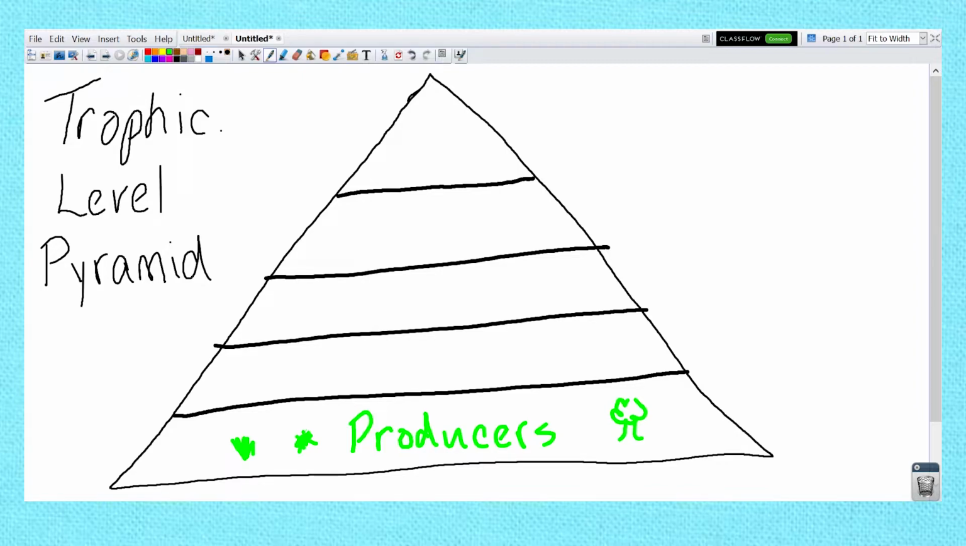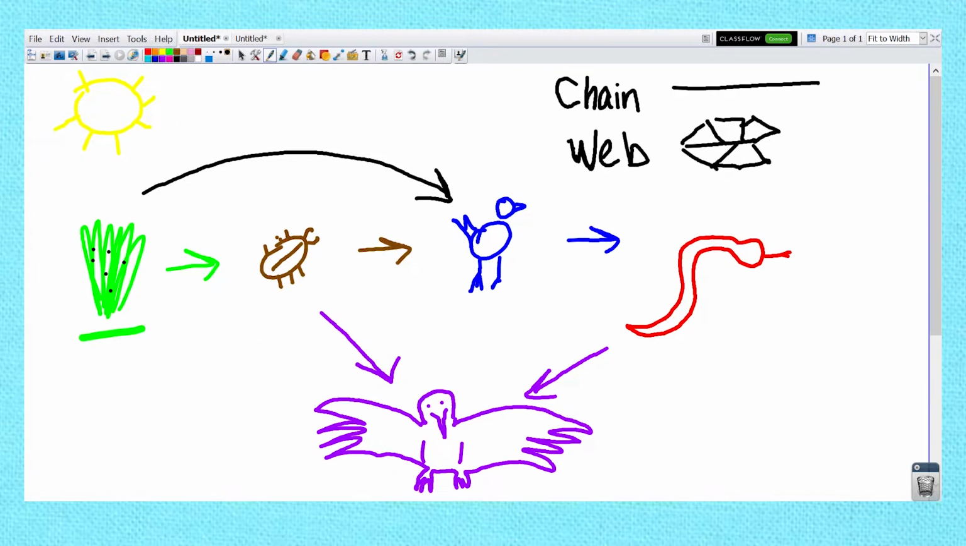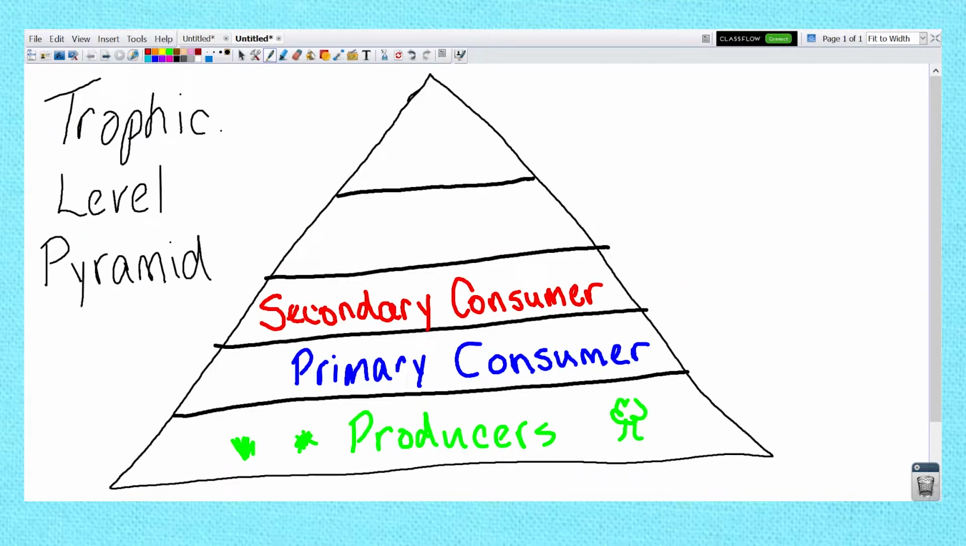If something eats a producer, like if it eats the bush, if it eats the tree, if it eats some kind of bacteria that gets energy from the sun, that is going to be the primary consumer. It's going to be the first consumer in the food chain, the first organism to actually consume and eat something for energy. Going up one level, if something eats that primary consumer, so for example, we got grass as our producer, primary consumer is our beetle, the next step would be what eats that beetle. That's going to be our secondary consumer. It's the second thing to actually consume and eat something.